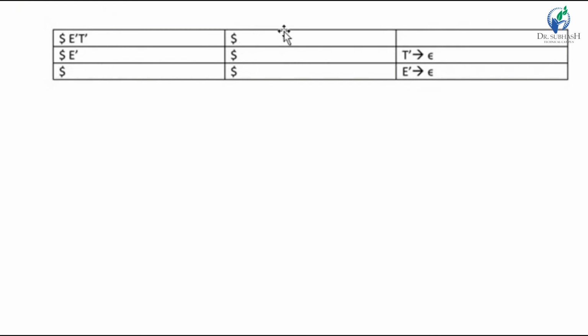Here there is no input string remaining. Do you have any production from T dash to epsilon? Yes, T dash to epsilon. So your stack becomes E dash dollar; here I replace T dash with epsilon. Do you have any production from E dash to epsilon? Yes, E dash gives epsilon. So now only dollar remains. So your input string is accepted by this grammar.